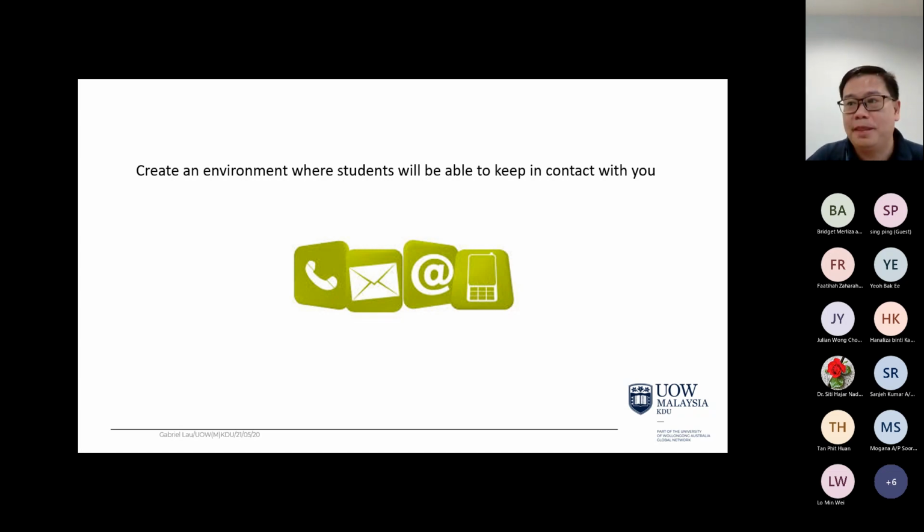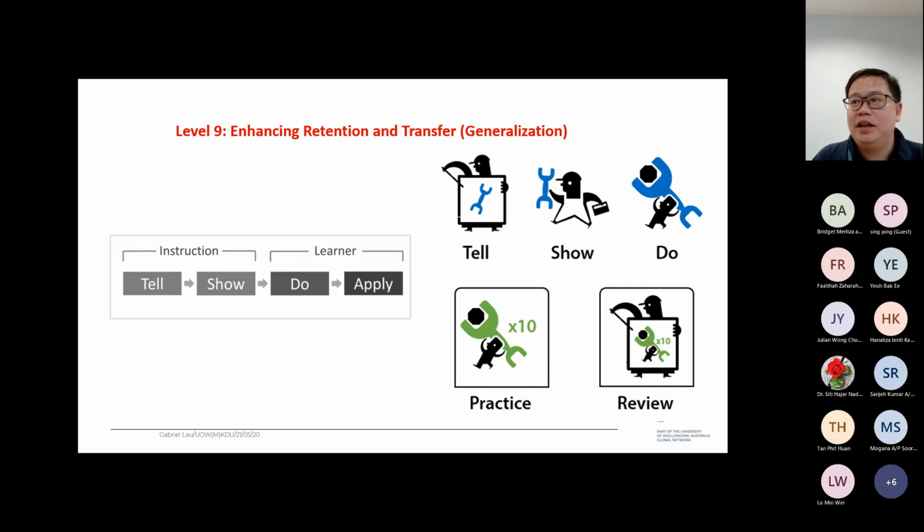That is where it becomes good. Okay. Now, enhancing under Gagne, number 9 over there. Gagne summarizes it: enhancing retention and transfer, generalization, over here is repetition. So you want to enhance your retention and your transfer.